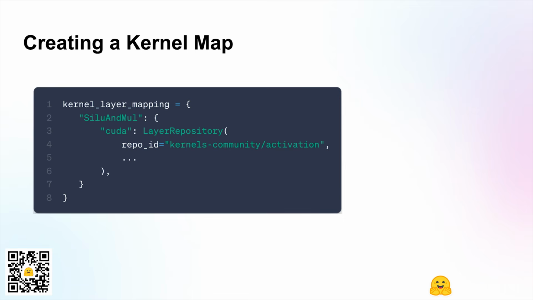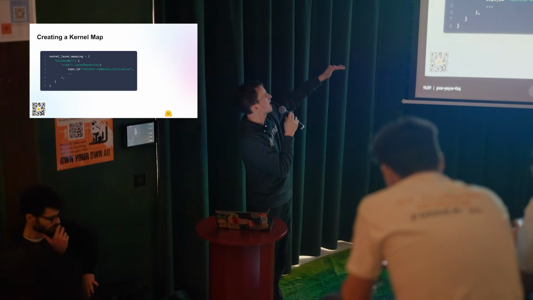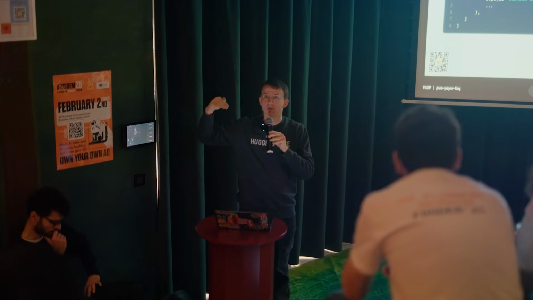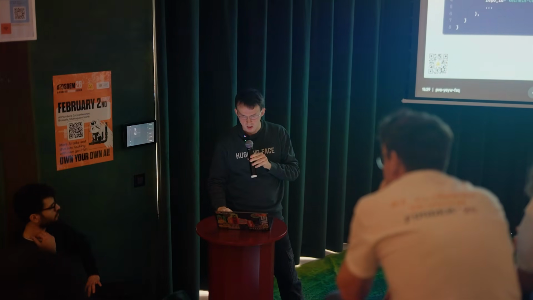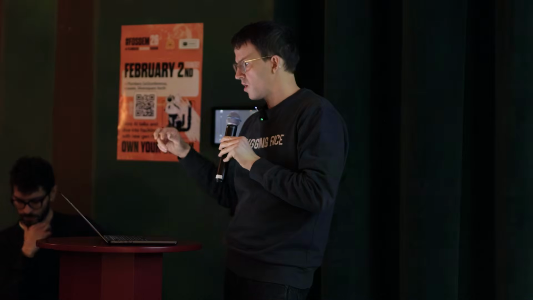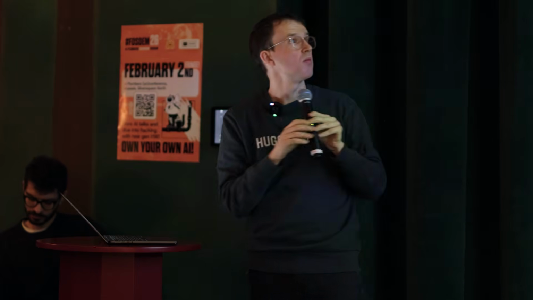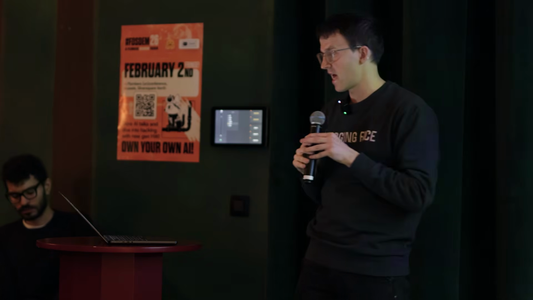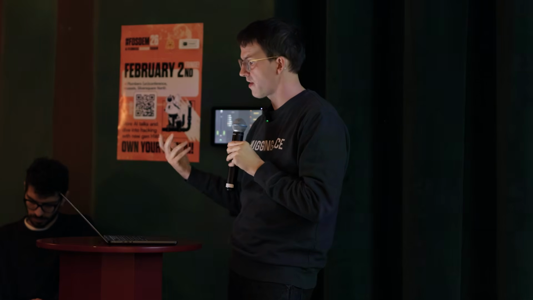So you just say, okay, whenever I refer to this tag SiLU and Mul on CUDA, I'm going to go to the layer repository and pull that repo ID. You could just as easily have another AMD one below, and then maybe a Metal one below, and then a CPU one below that. And then you use kernel mapping and kernelize the layer, as you see here. So you now pull your kernel mapping and then kernelize the layer, and then you get your layer function back. So then when you pull the forward method, it will use your optimized kernel.